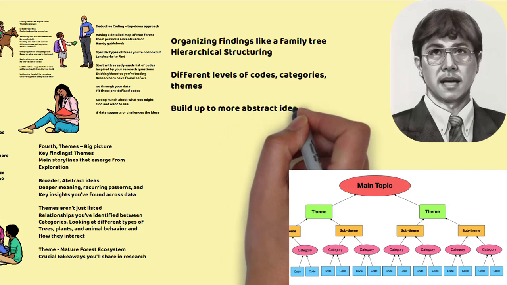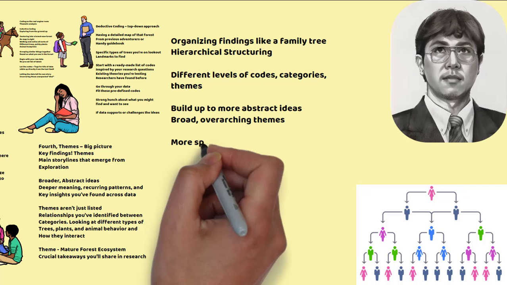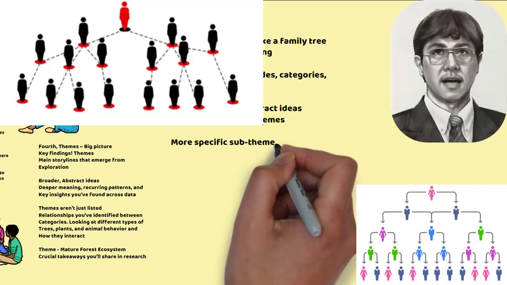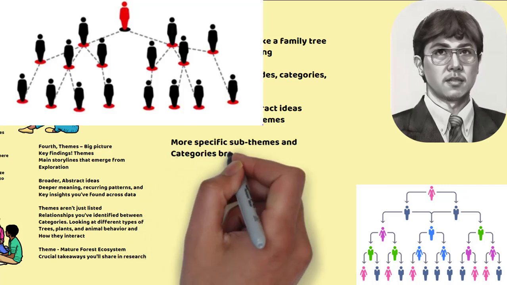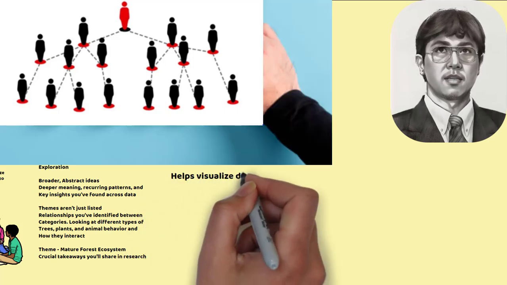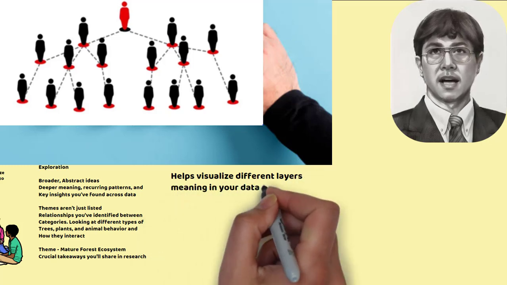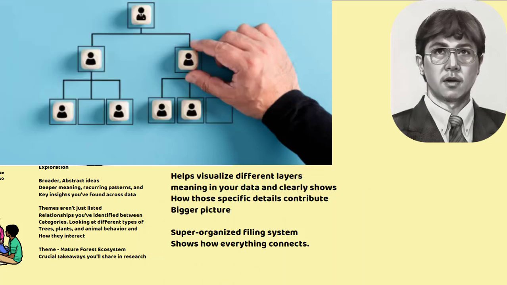This is how you can present the different levels of your codes, categories, and themes, showing how they build up to more abstract ideas. You might have those broad, overarching themes right at the top, with more specific sub-themes and categories branching down below. This really helps you visualize the different layers of meaning in your data and clearly shows how those specific details contribute to the bigger picture. It's like having a super organized filing system that shows exactly how everything connects.